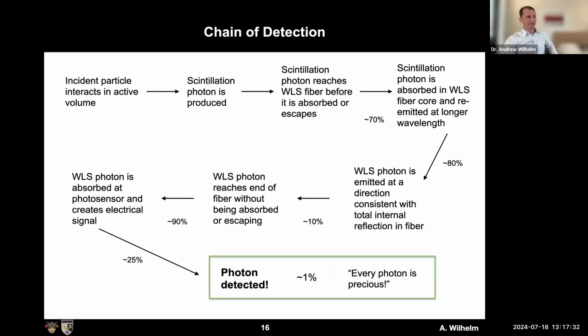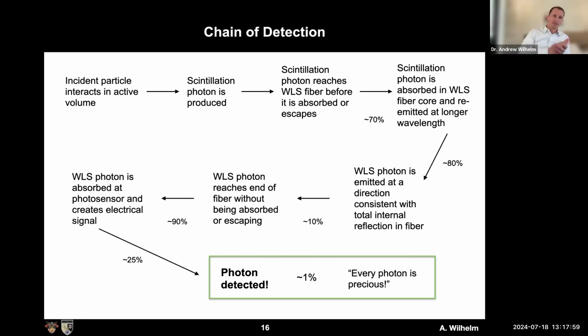Okay, so the chain of detection in an opaque scintillating detector is important to understand because there are many steps, and each one introduces a little bit of inefficiency. And so I'm going to walk through all the steps of how a photon ends up being detected in an opaque scintillator based on what we've just discussed. And I'll just provide a ballpark estimation for the inefficiency of that step. And you can see why this is a challenging thing to do.